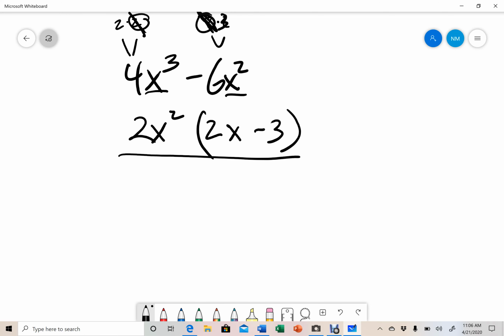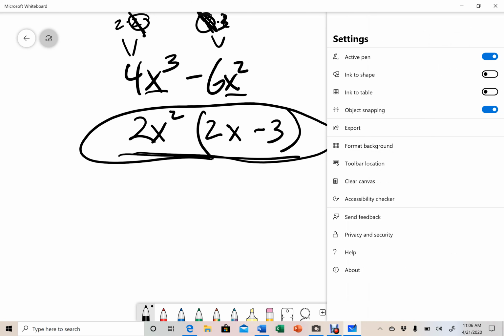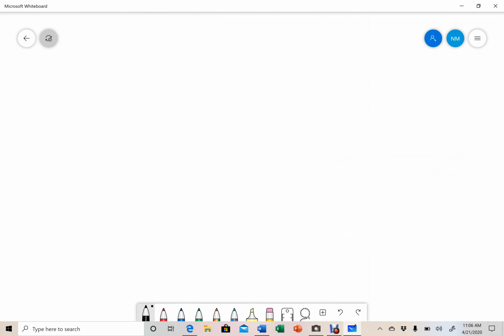Now from here, typically I would look at this and say, okay, can this be factored out anymore? But since this cannot be factored out anymore, then my answer literally is 2x squared times 2x minus 3. So this is the answer that I would write on the line. Okay, so number 4 on your test will be similar to this case right here. All right, number 5.